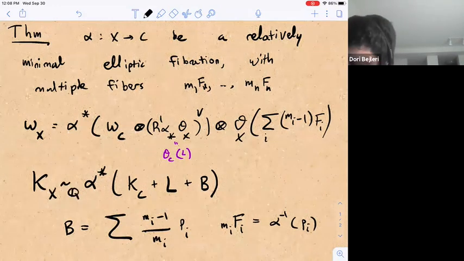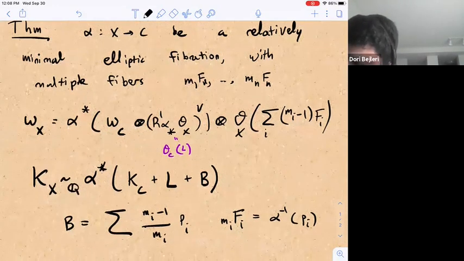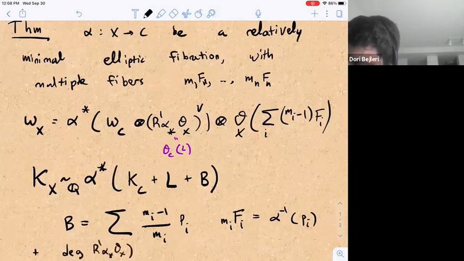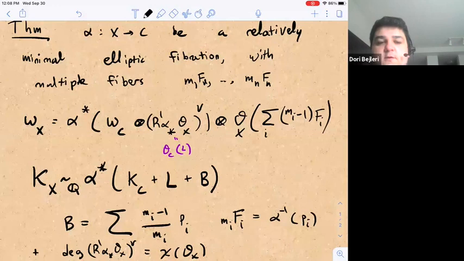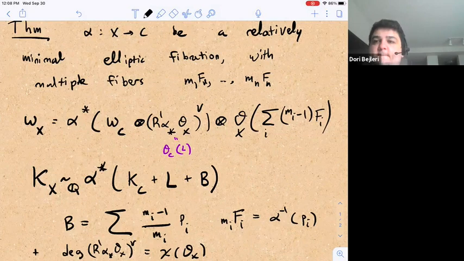And then the other important piece of information in this formula is that the degree of this line bundle R1 alpha lower star O_X dual is the Euler characteristic of O_X. Okay, and then I made some remarks about this formula. Any questions about the statement? Okay, so let's sketch a proof of this.